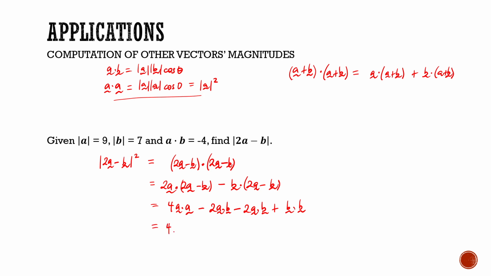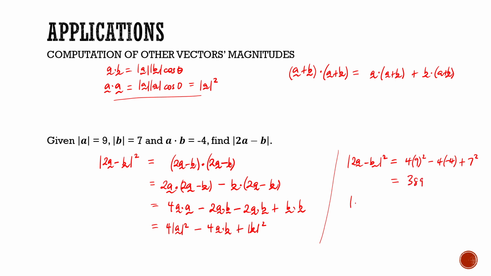But we know that a dot a is the magnitude of a squared, so this is 4 times the magnitude of a squared, minus 4a dot b, plus the magnitude of b squared. So you see that at this point we now have everything that we had in the question that we were given. And so this is going to be 4 times 9 squared minus 4 times negative 4 plus 7 squared. And working that out gives us 389. But they wanted just the magnitude of 2a minus b, so this would be the square root of 389 units. So that's how we'd use the dot product to solve a question like that.